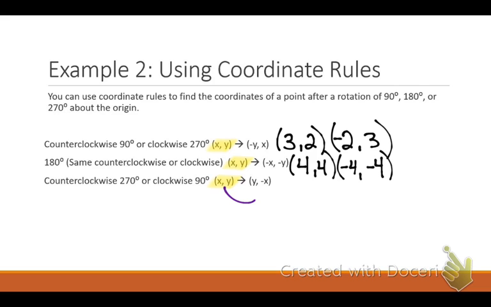I go from X, Y, which is my original ordered pair. What am I doing to X, Y in order to rotate it counterclockwise 270 or clockwise 90? What am I doing to it? What am I doing to my X and my Y? I flip it, and which one is the opposite now? The X value is going to be the opposite. So here's your ordered pair: negative 1, 5. I want you to rotate it counterclockwise 270 or clockwise 90.